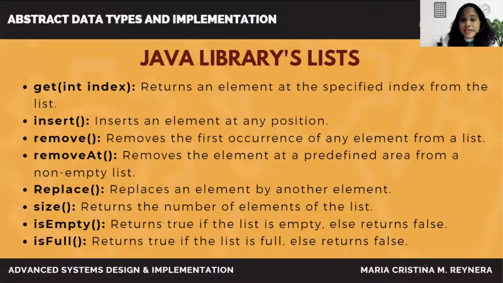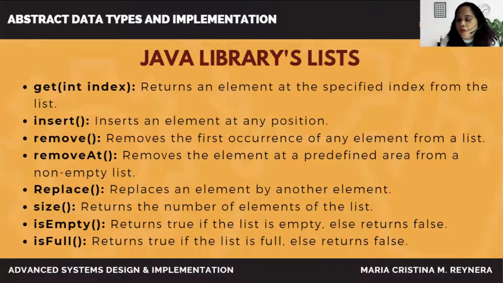We also use size, which returns the number of elements present in the list. Then we have isEmpty, a function that returns a boolean value to indicate whether the list is empty or not. And the last is isFull. This function is similar to the empty function, however it returns true if the list is full and false if it's not.